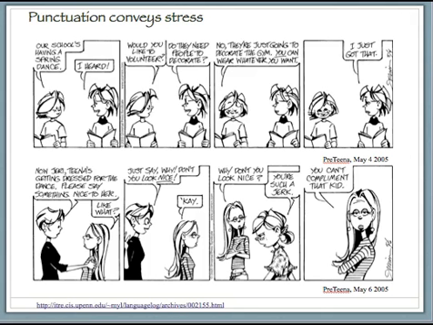Well, punctuation helps us understand prosody and conveys stress. For example, a couple of cartoons here.